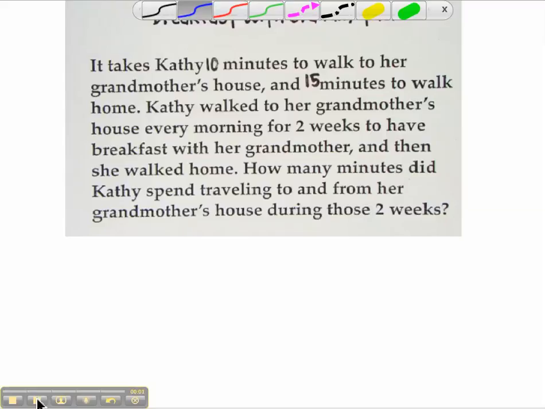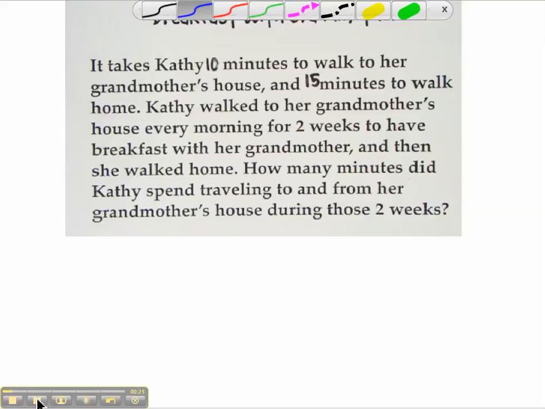Hey, good evening, guys. Tonight's problem solver says it takes Kathy 10 minutes to walk to her grandmother's house and 15 minutes to walk home. Kathy walked to her grandmother's house every morning for 2 weeks to have breakfast with her grandmother, and then she walked home. How many minutes did Kathy spend traveling to and from her grandmother's house during those 2 weeks?